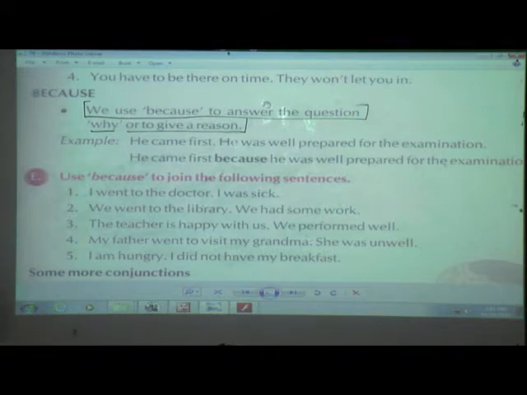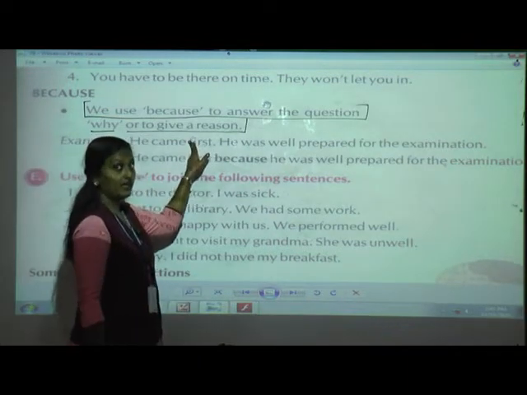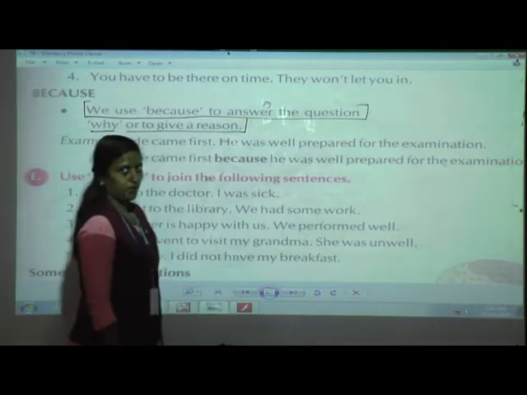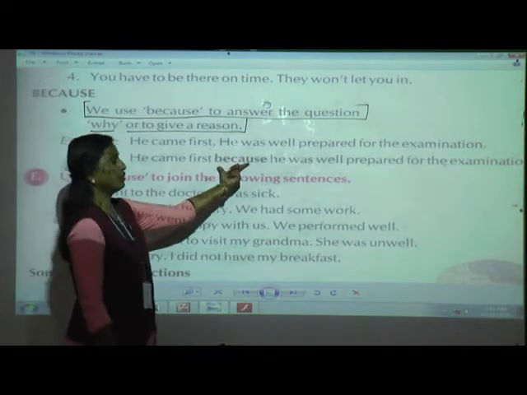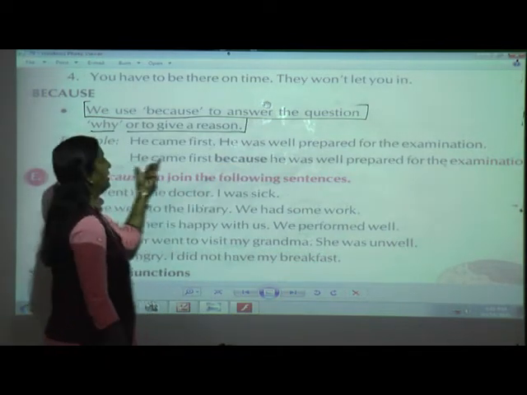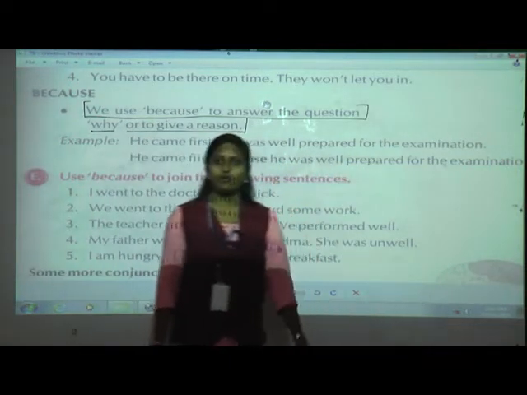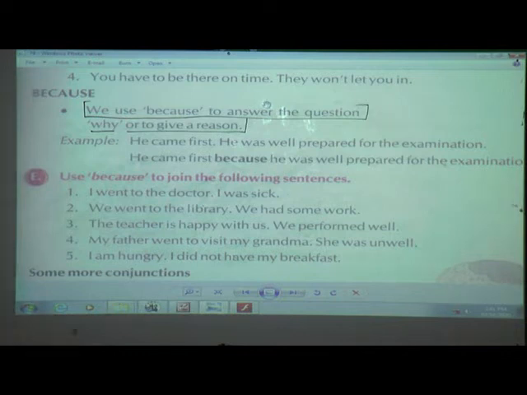What is that? He came first. Why he came first? Yes, there is some answer. He was well prepared for the examination. So which conjunction I am going to use? Very good. I am going to use the because. He came first because he was well prepared for the examination. So he came first gives the reason that he was well prepared for the examination.